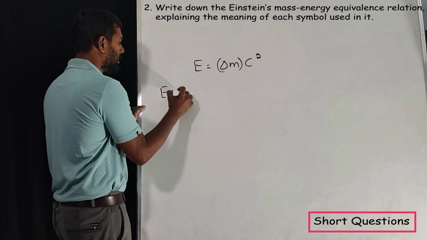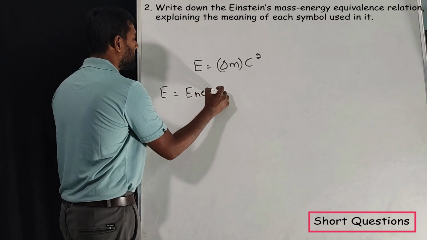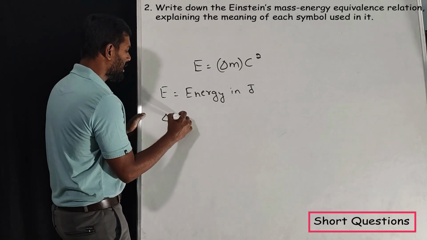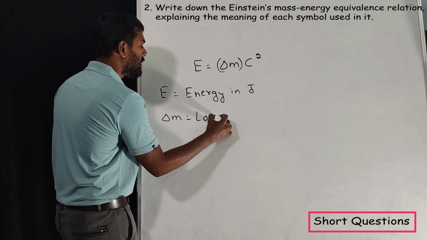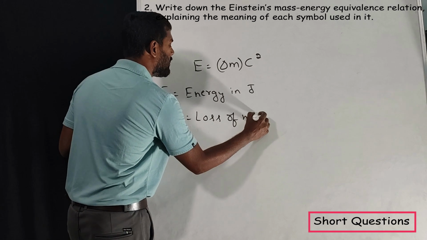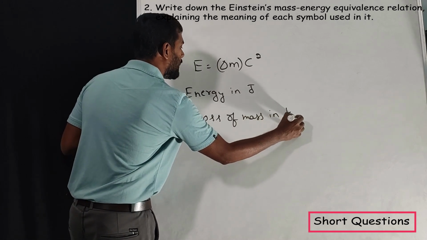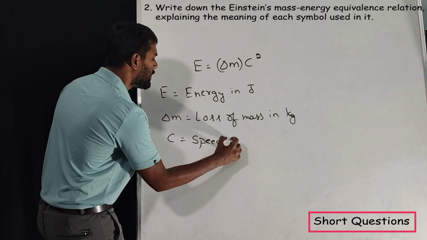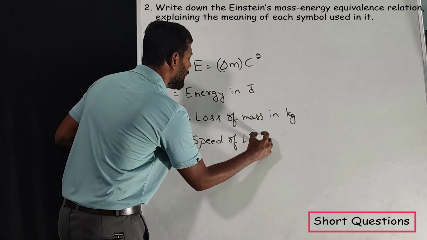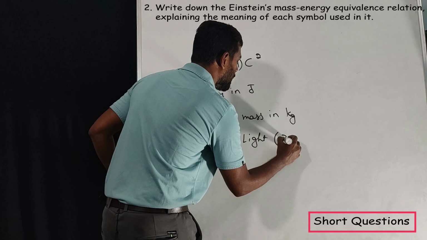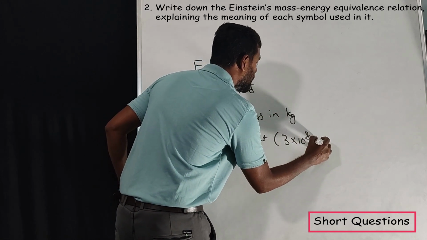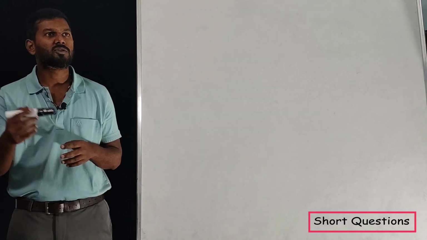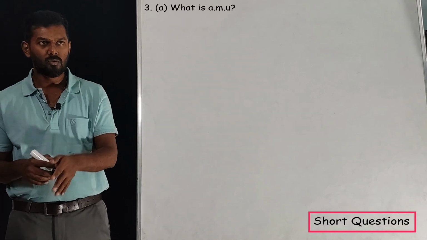Here E represents energy in joules. Delta m represents loss of mass in kg, and c we already know is the speed of light, which is 3 into 10 power 8 meter per second. That's it.